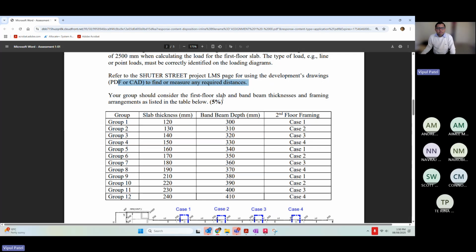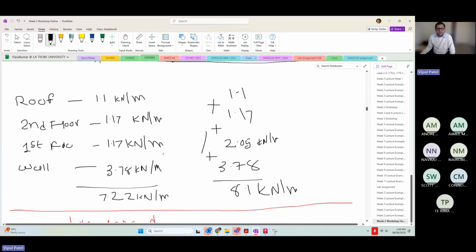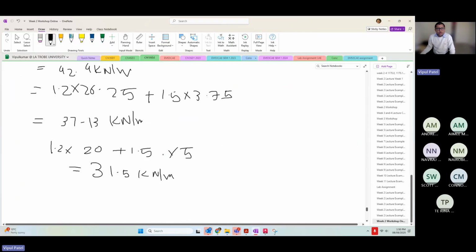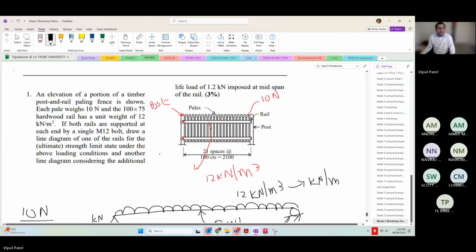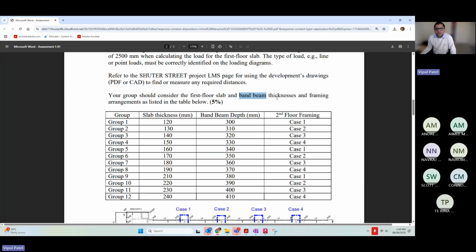Your group should consider the first floor slab, band beam thickness, and framing arrangement as shown in the table below. So I already showed you first floors in the other examples. I showed you the band beam, where the band beam they're talking about. I think the band beam they're talking about is here. And I showed you on the video as well. So that is your band beam. Because of a different thickness, it will have different loading.